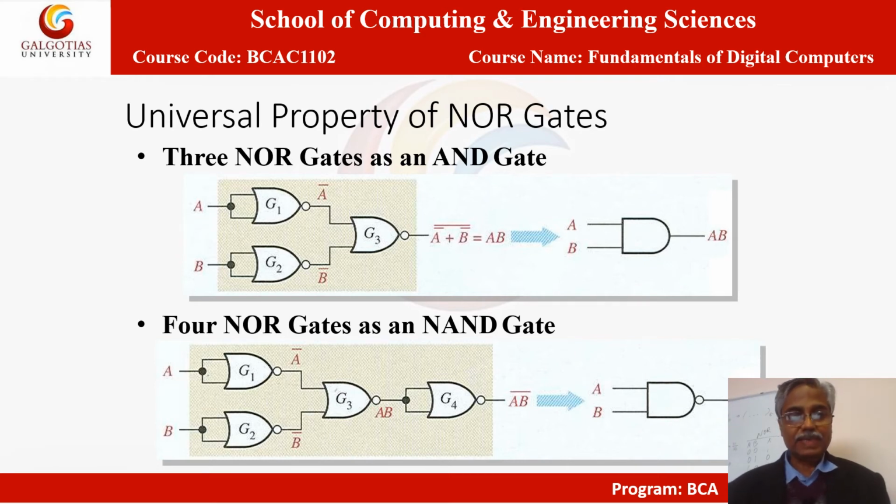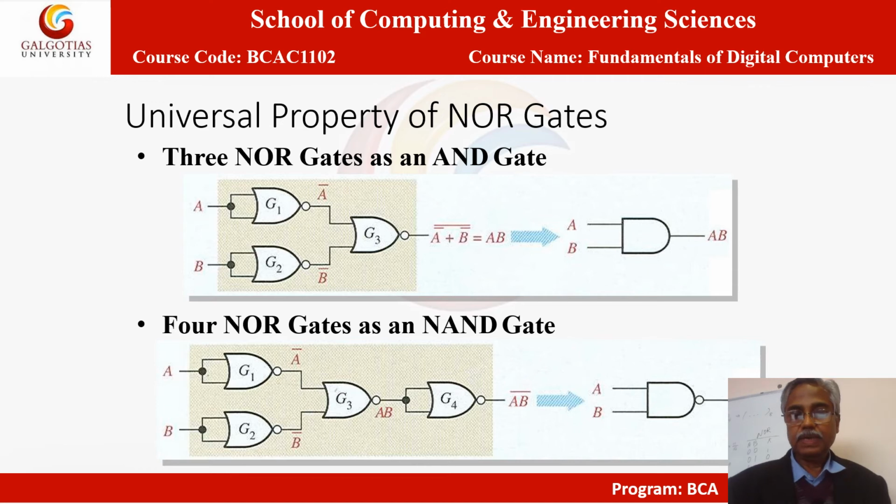So let us discuss the fourth diagram, that is the bottom one, NOR gates as a NAND gate. So you can see here there are 3 inverter circuits in this diagram, G1, G2 and G4. All 3 are inverter circuits, and in between, G3 is a NOR gate. This is the structure of this diagram. Now let us see the working.